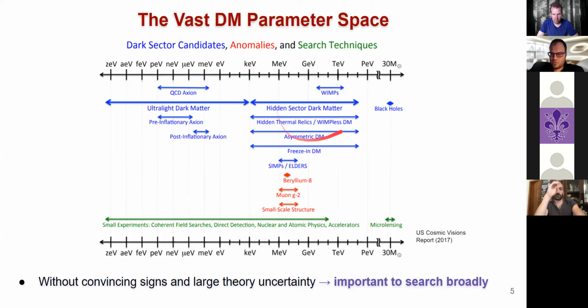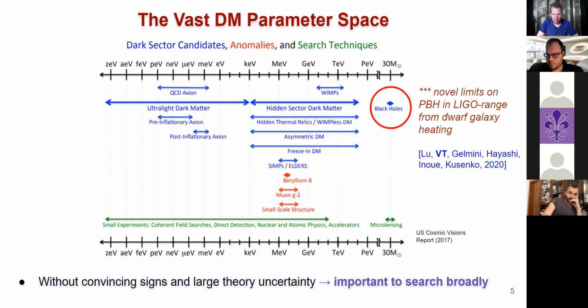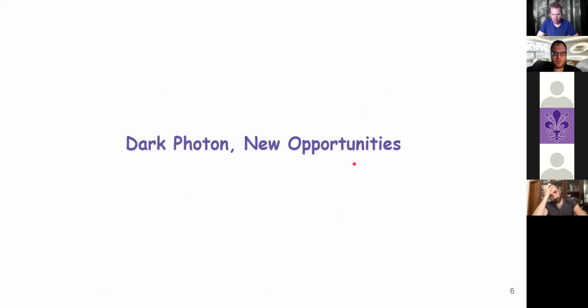Before I move on to the dark photons, let me also mention something very interesting here: black holes, the primordial black holes. About 2-3 weeks ago, together with other people, we put out some totally novel limits in the LIGO range for PBH, so please check this out. Now, going to the dark photons, let me tell you about some new opportunities.